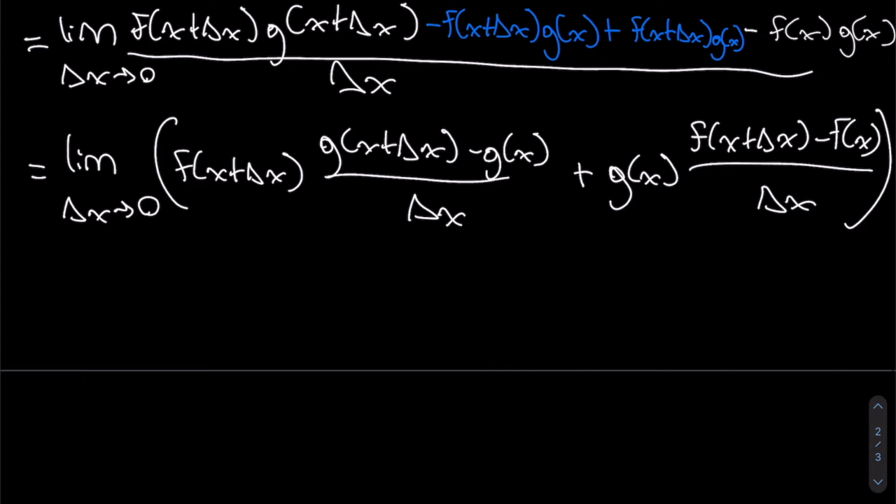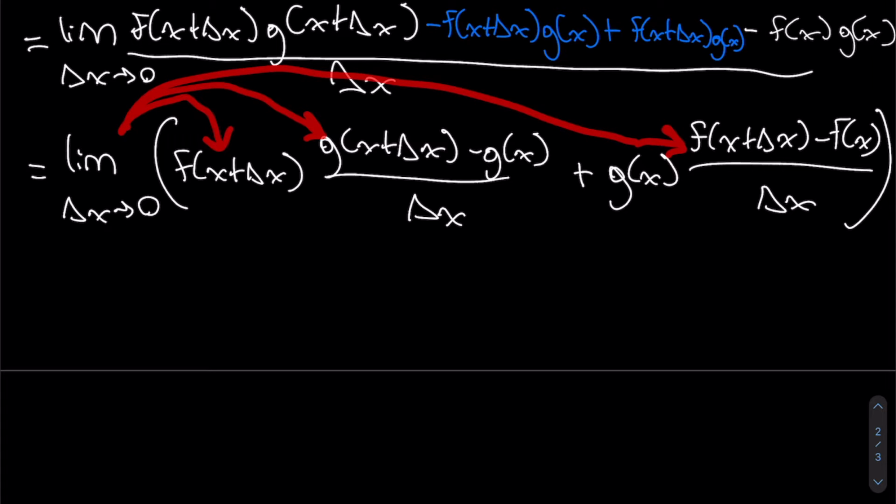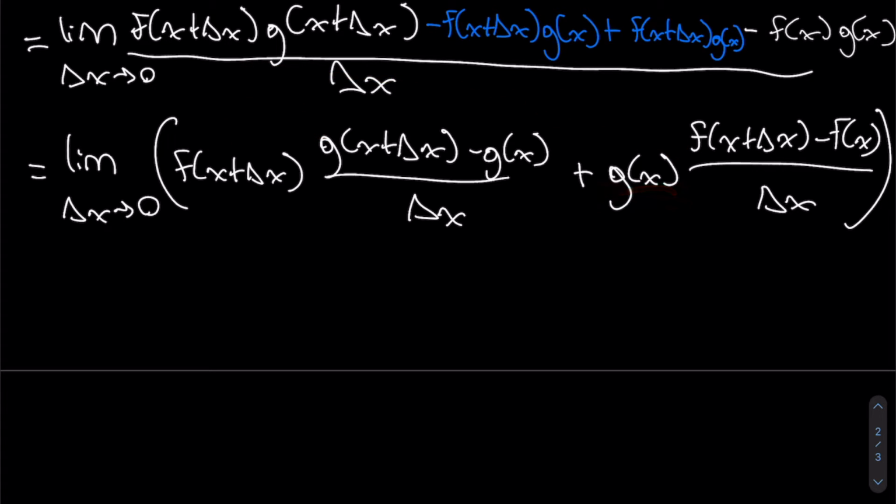And now I'm going to do the same thing I did earlier, where I'm going to bring this limit, which is a property of limits, I'm allowed to do this. I'm going to bring this limit into each of these terms separately. So see that this g at x doesn't depend on delta x, so this doesn't have to be in the limit at all. But this f at x plus delta x has a delta x, so the limit will have to go to here. It'll also have to go to here, and it'll have to go to this term here.